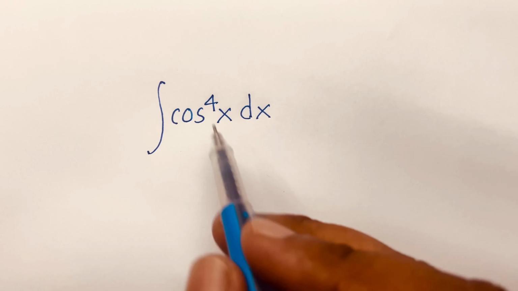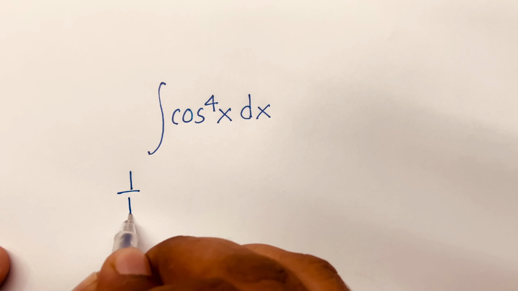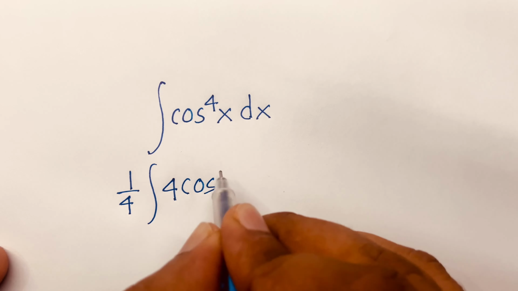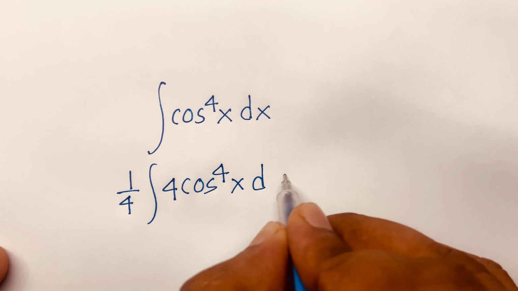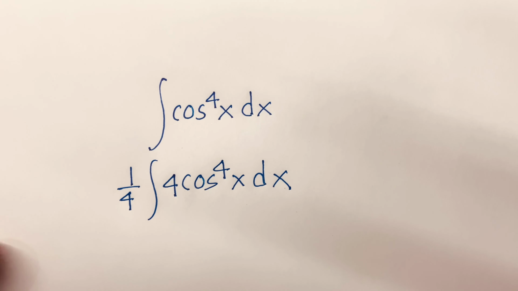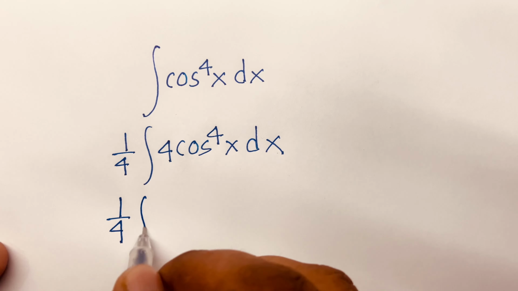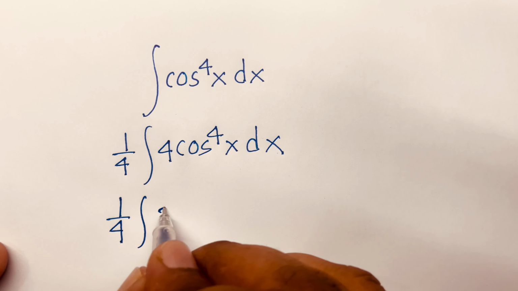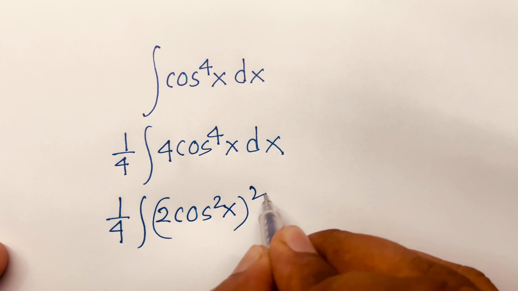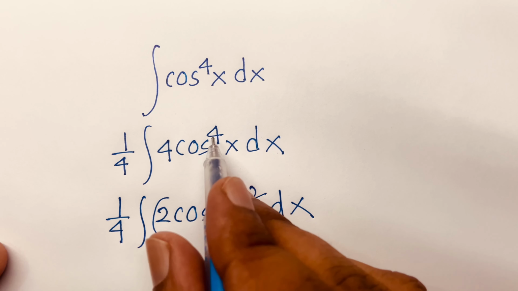How to solve the integral of cos to the power 4 x dx. So it will be 1 over 4 integral of 4 cos to the power 4 x dx. Look, the 4 cancels, and we find the previous line again. Then I can say 1 over 4 integral of (2 cos square x) whole square dx. Look, 2 square is 4 and 2 times 2 is 4.